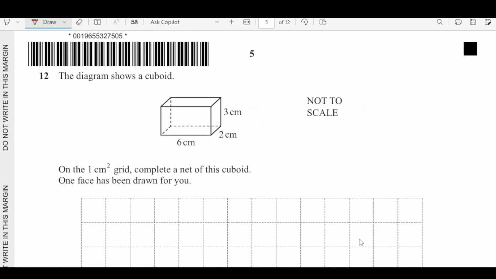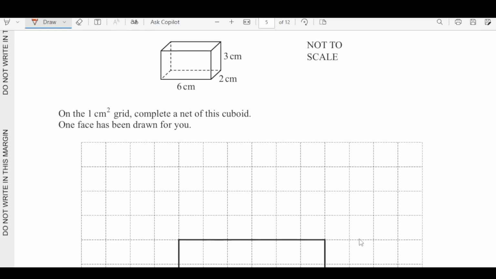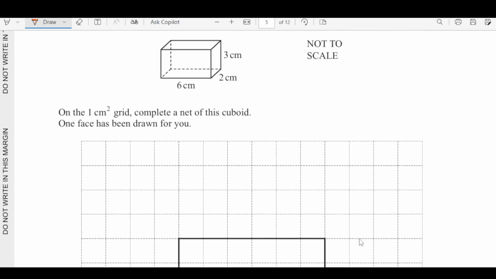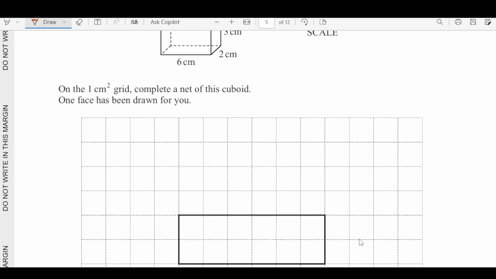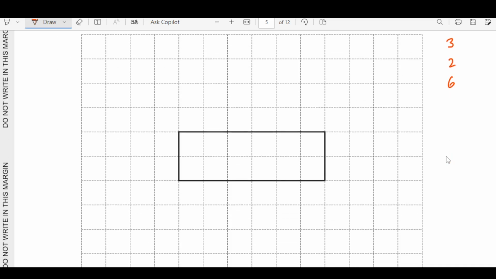So the value of x is 108, right? Now number 12. The diagram shows a cuboid. We have this cuboid here on a 1 centimeter square grid. We are given this grid here. Complete the net of the cuboid. One face has been drawn for you. If you see the length, width and height, we have 3, 2 and 6, right? So the faces should be 3 times 2, 2 times 6 and also 3 times 6.